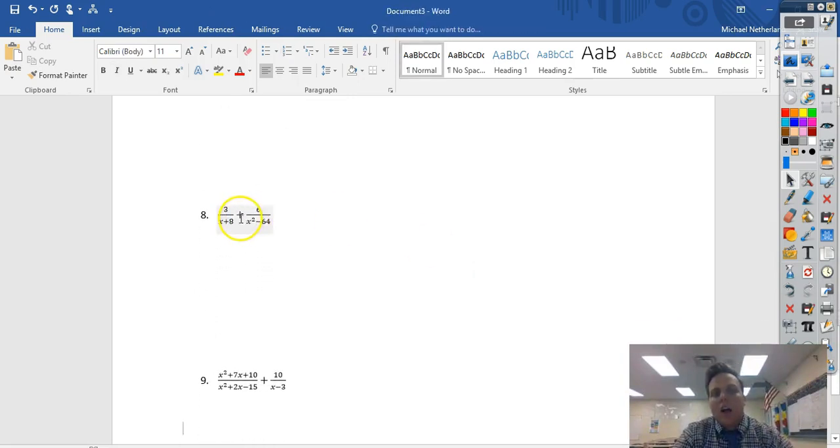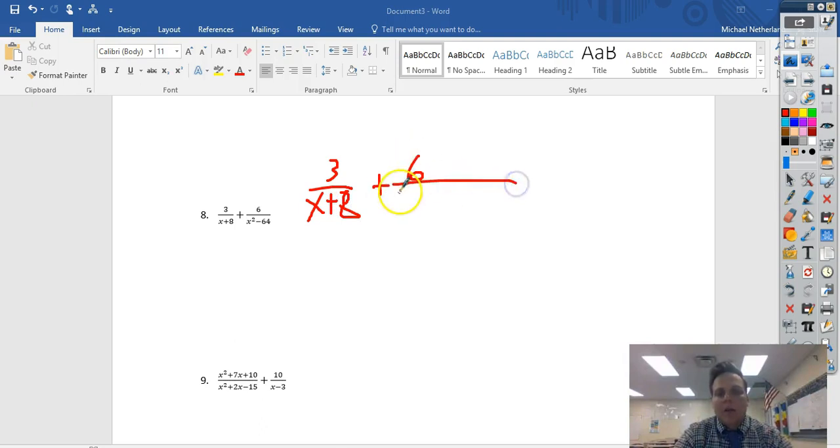All right, number 8. Notice what's going on between these two fractions now. It's adding. It's not multiplying or dividing anymore. It is adding, which means you cannot add until your denominators are the same. Okay? So step 1, if you can factor anything, factor it. So 3 over x plus 8. Okay, you can factor x squared minus 64. It becomes x minus 8, x plus 8.